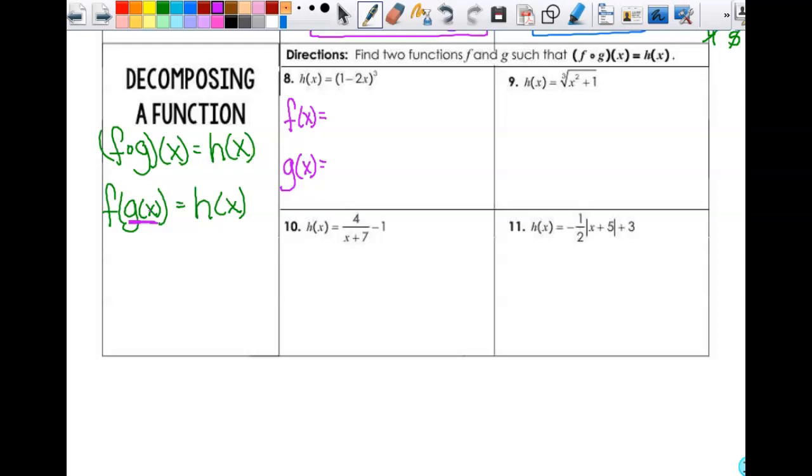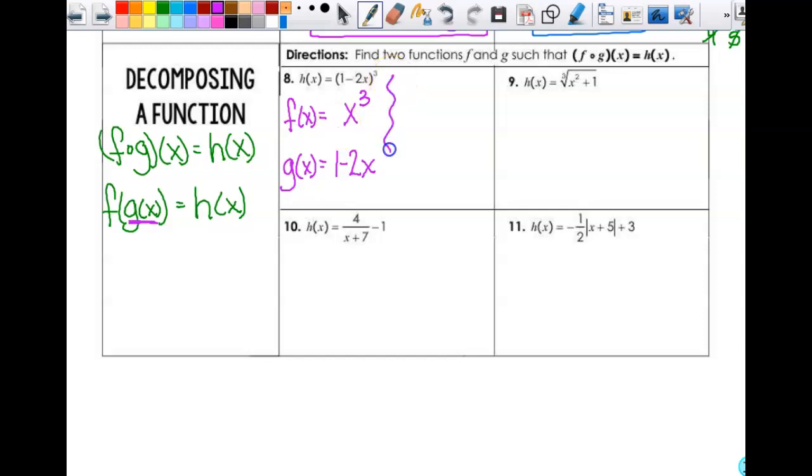And you can, again, do this a couple of different ways. Let's say that I said g of x is 1 minus 2x. If that's g of x, what would f of x have to be? Good. X to the power 3, x cubed. Because the inside is 1 minus 2x, and if I take this and substitute it into here, I would get that. Would you agree with that? Do you see how that works? Going the opposite way, we're taking it apart.